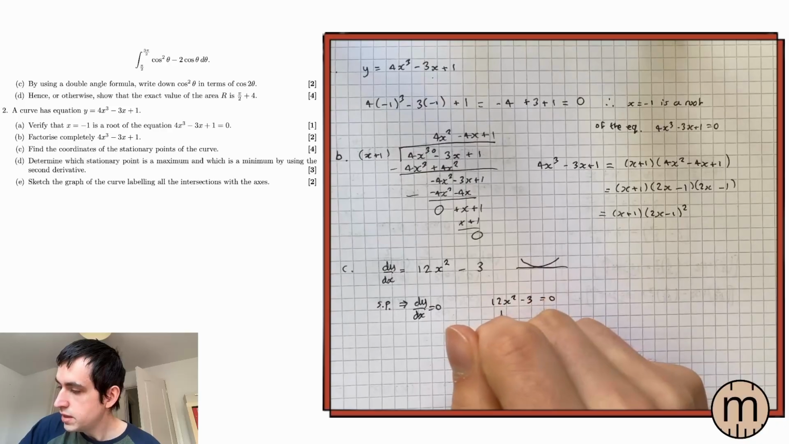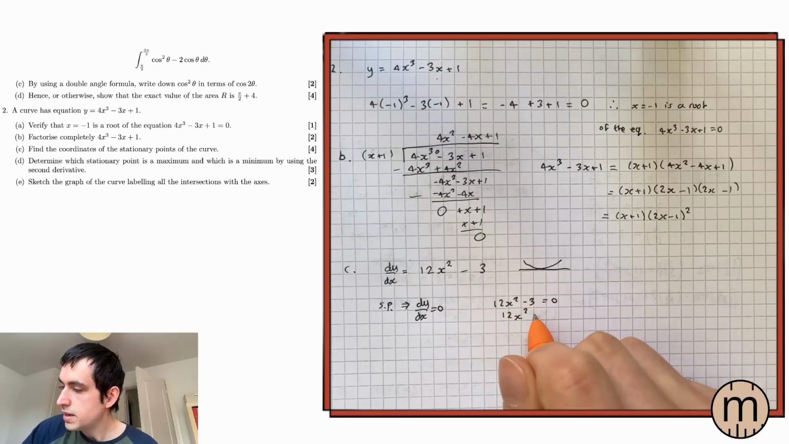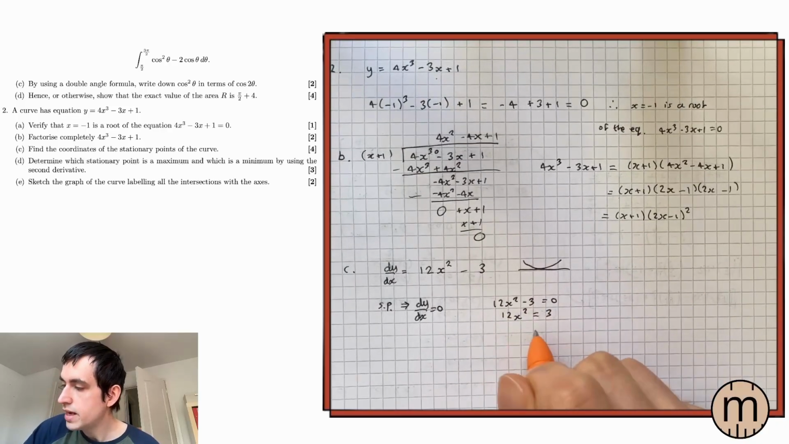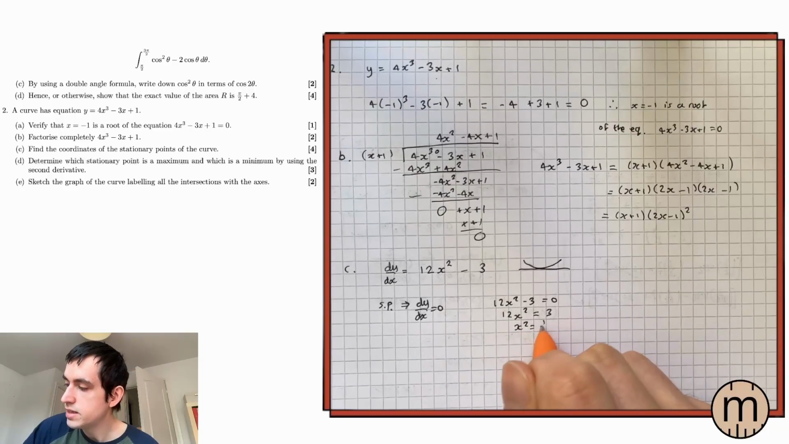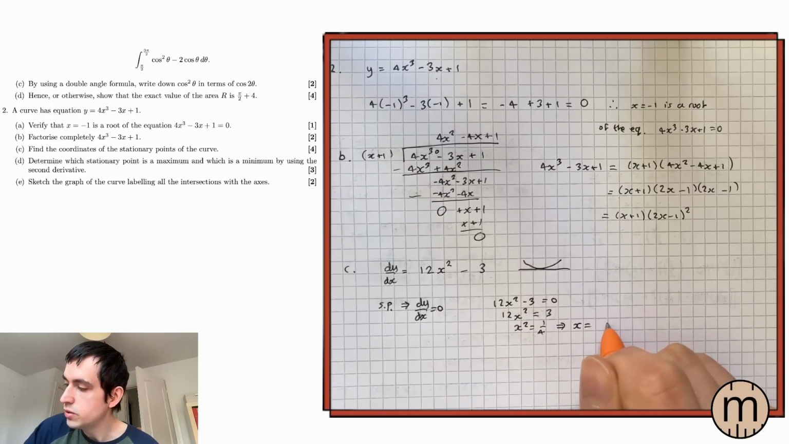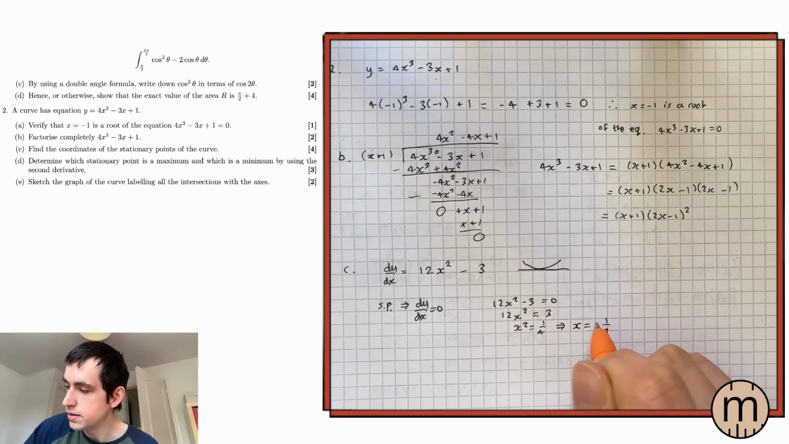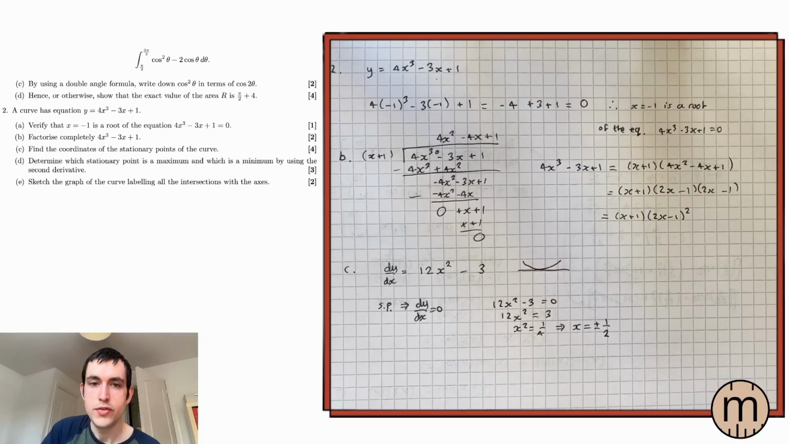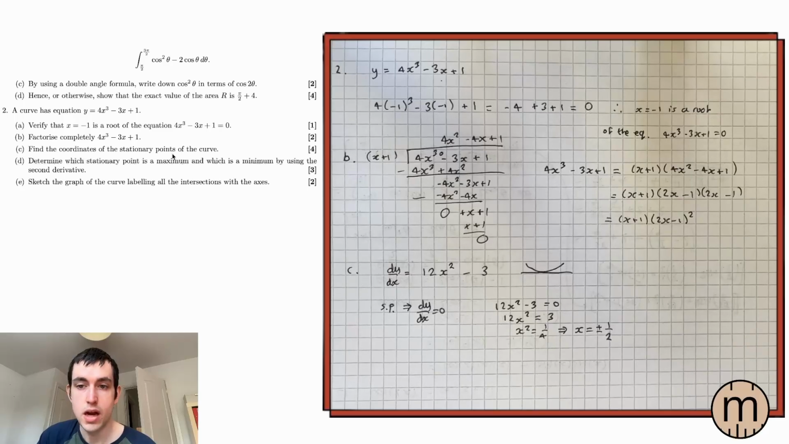Let's now solve this, see what we get. 12x squared minus 3 is equal to 0. 12x squared is equal to 3. x squared is equal to a quarter, so x is equal to a half, plus or minus, don't forget that. You've got hints in the question. If I can find my mouse, it says stationary points. It's plural. That should help you remember that there should be a plus or minus here. So we've got x is a half, or minus a half.